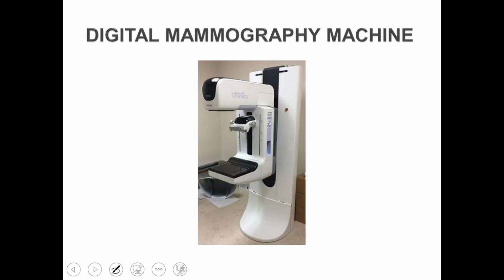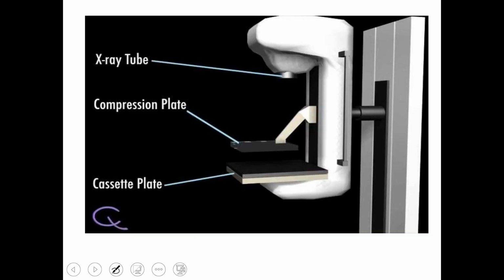So this is the digital mammography machine. Recently, the market people are using these. This is the X-ray tube. This is the compression plate, and this is the Bucky plate where you can put the tissue, and this will compress your tissue here. This will come down, and then the X-ray will fall on that tissue.